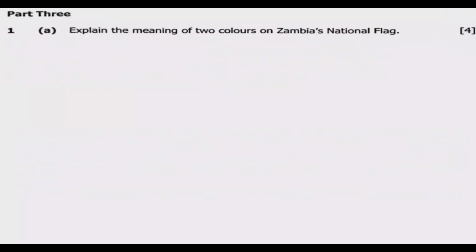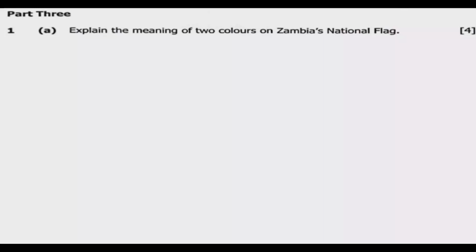Okay, so we come to part 3. We come to question 1A of part 3, which reads as follows. Explain the meaning of 2 colors on Zambia's national flag. That is 4 marks. So we just bring out 2 colors and we talk about their meanings. For me, I'm going to talk about all 4 colors and how you can construct it, but in your case, you just get 2.